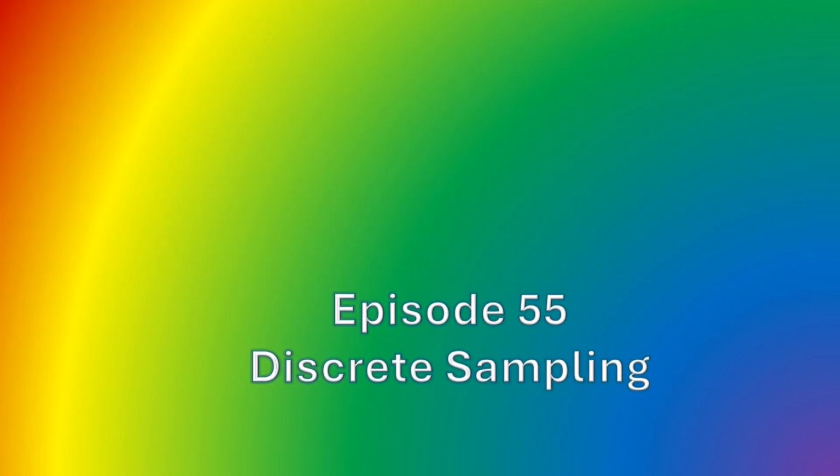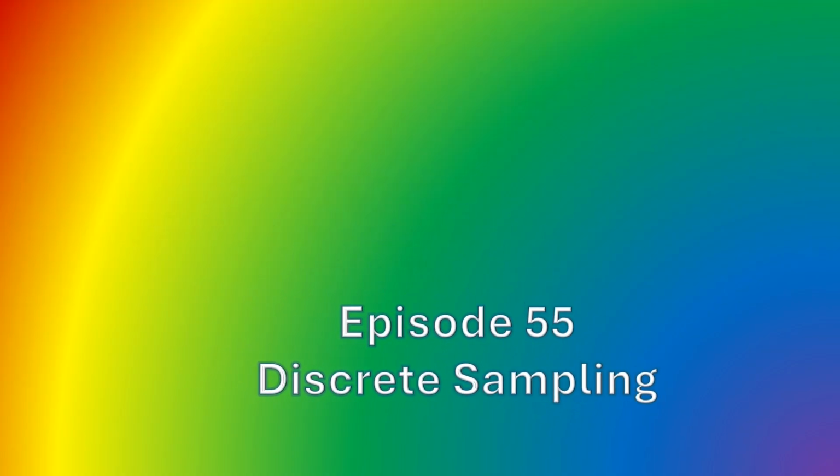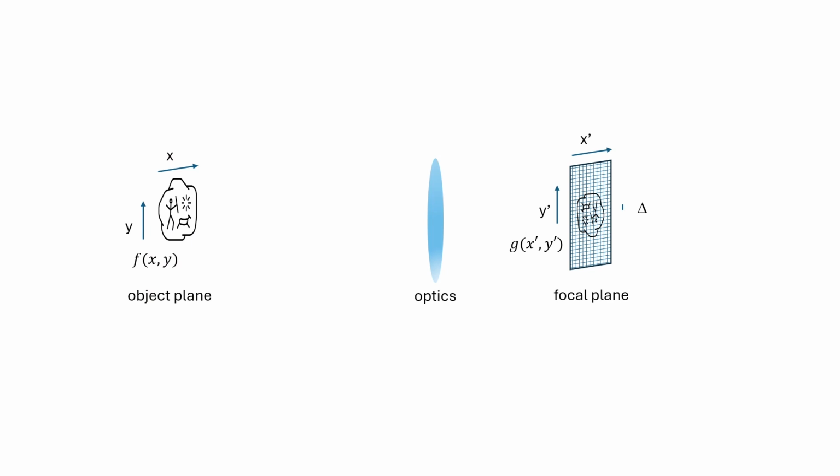Episode 55, Discrete Sampling. Here's a simple model for an imaging system. So we have an object over here on the left. We have a lens system that's going to form an image of the object over here on the right, and we want to sample that image. We'll use a focal plane, which is an array of pixels. Each pixel has a photosensor in it, and we have a pixel pitch delta that we'll assume here.